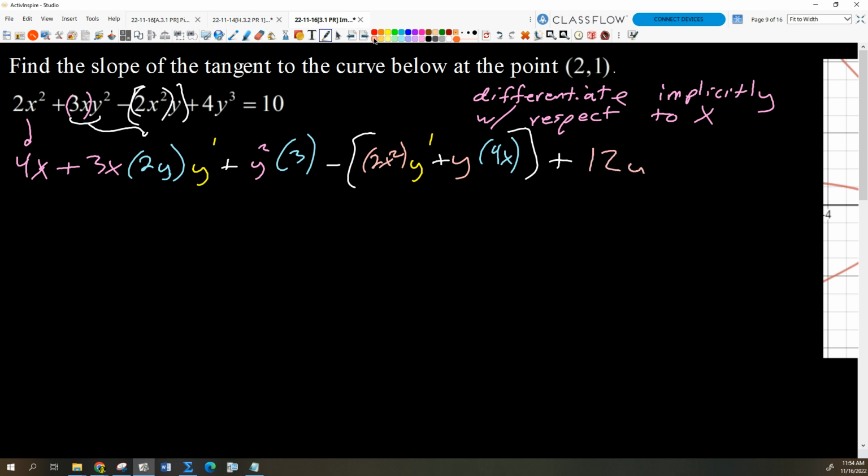So we're going to get a 12y squared, right? But we got one more layer to that. We're differentiating with respect to x. So what's going to pop out? Y prime. There you go. And that's all equal to the derivative of 10, which is 0.